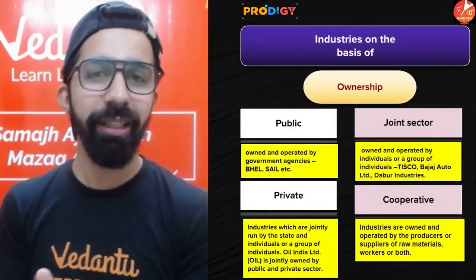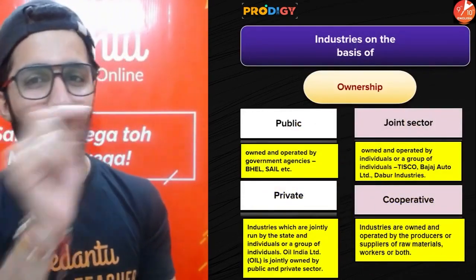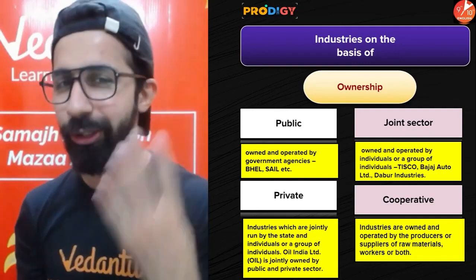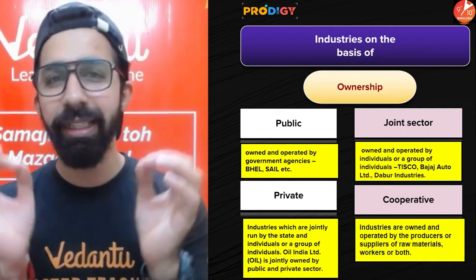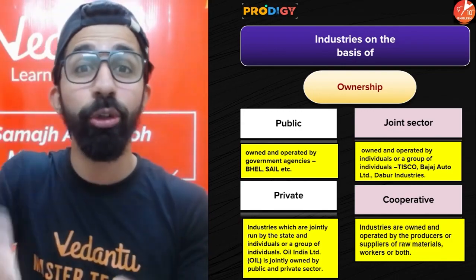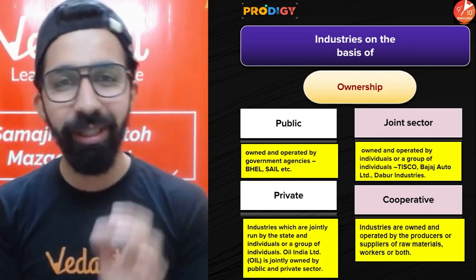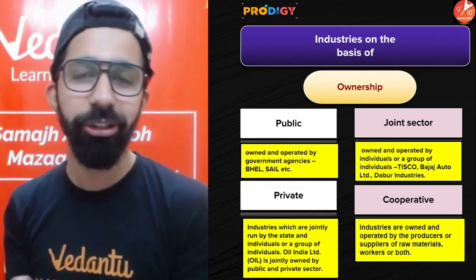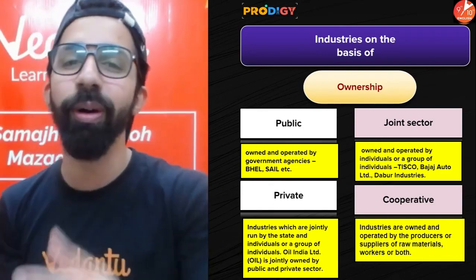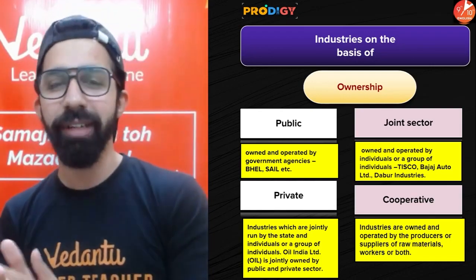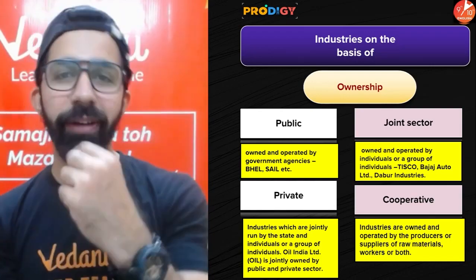And finally, we can classify industries on the basis of ownership. It can be further classified into four types. Public sector. Now what is public sector? The industry which is directly under the control of government comes under public sector, like BHEL and SAIL given here. I want you people to let me know the full form of these two abbreviations. Second, private sector.